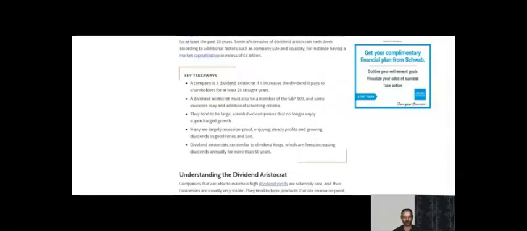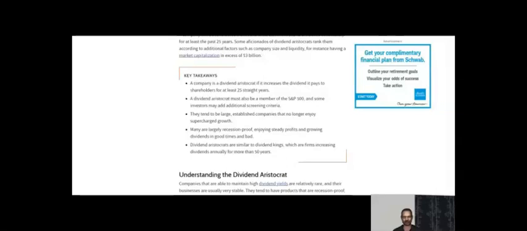So dividend aristocrats, if a company is paying a dividend, they have to increase that dividend every single year for 25 years straight. If they fail to increase it, they won't make the list. Couple of key takeaways. A company is a dividend aristocrat if it increases the dividend it pays to shareholders for at least 25 straight years. A dividend aristocrat must also be a member of the S&P 500.